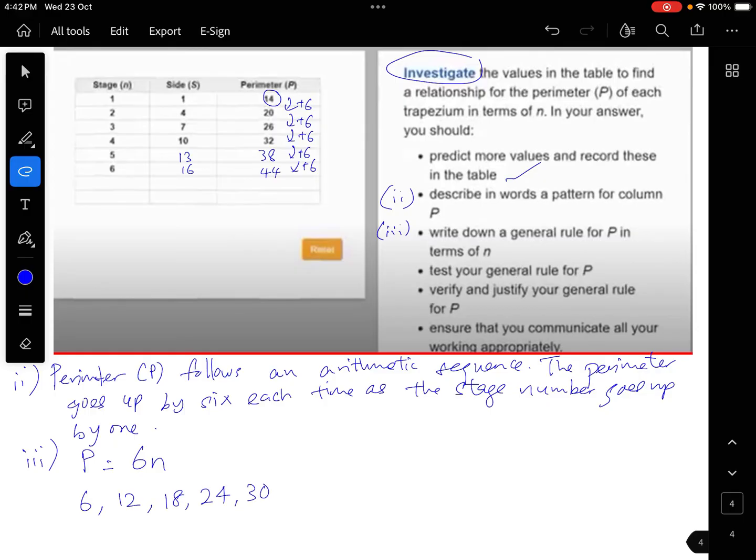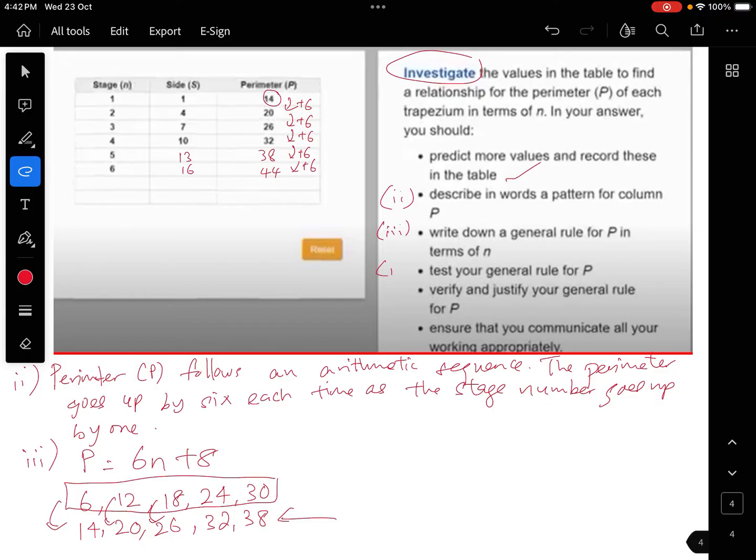But the original sequence was meant to be 14, 20, 26, 32, 38. And again, if you look at this sequence that comes with 6n, and this was the original sequence, we know that we have to add 8 in order for us to get 14, 26, because the difference between these numbers here is actually 8. So 6n plus 8 is going to work for the general rule here.